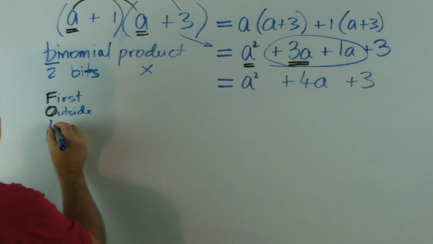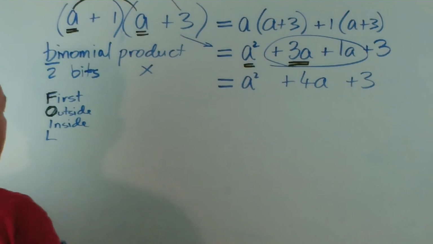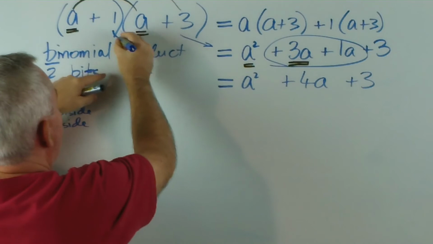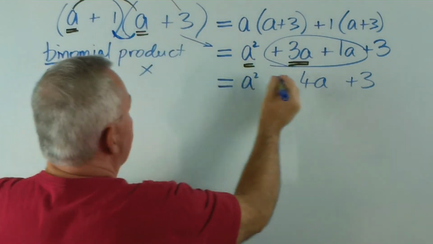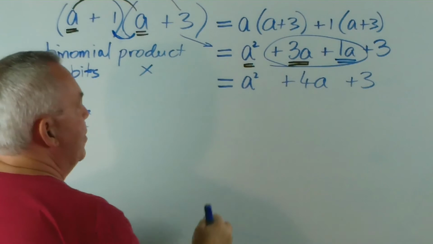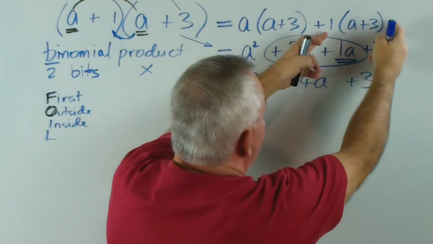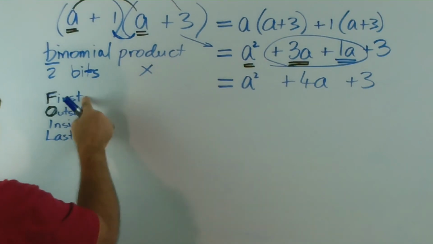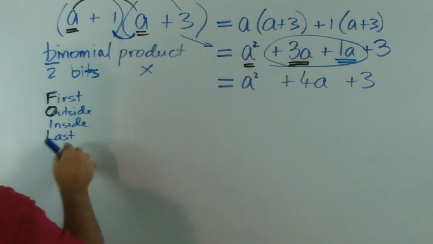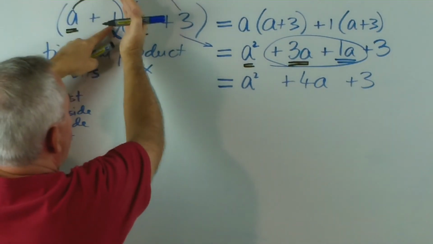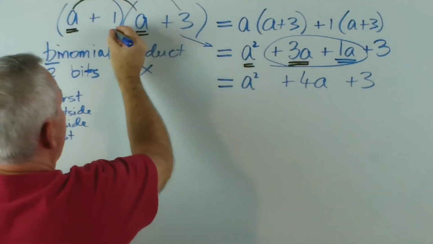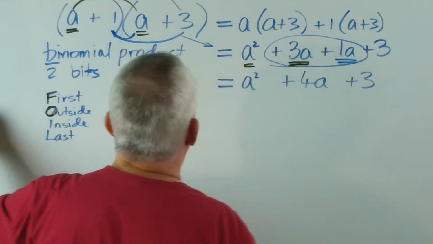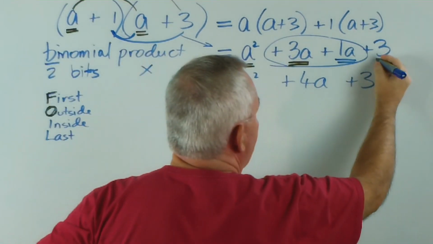Then the I stands for inside, and if they're the outside ones, these are the insides. We do 1 times A, gives us the 1A. You can see when the first one did this bit, and the second one's now doing this bit. And the L stands for the last. First and last, outside and inside. What's the last? Well, in this binomial, the 1 is last, and in this binomial, the 3 is last, and it means we do 1 times 3. And you saw it over here, which got us the 3. It gives us that 3 there.